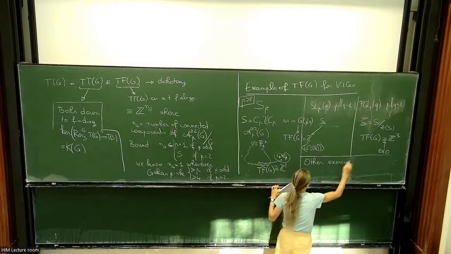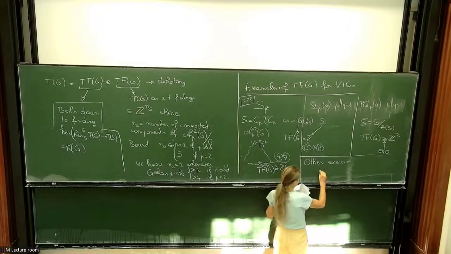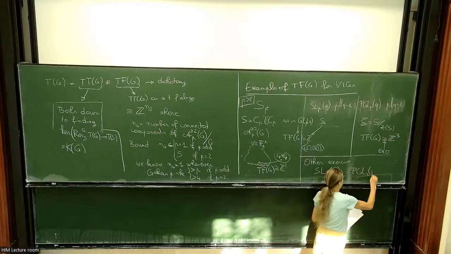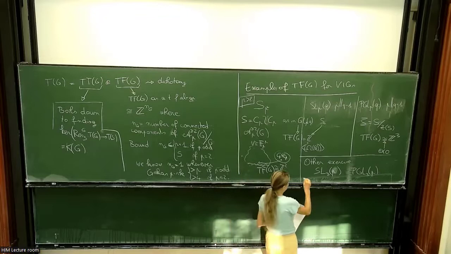I would like to take an example where this passage is disconnected for the Sylow. And so in this case, I mentioned just before the extra special p-groups. And I would like people to think about SL3(p) and PGL3(p), just as two examples, and to see what happens, TF of G.